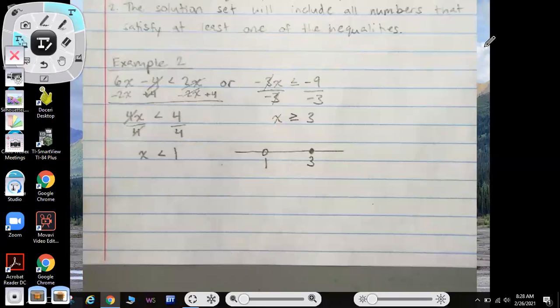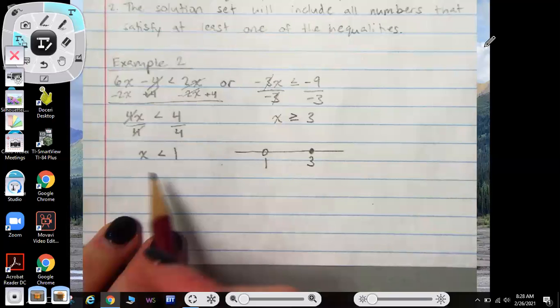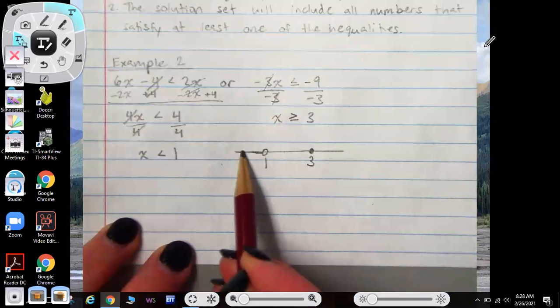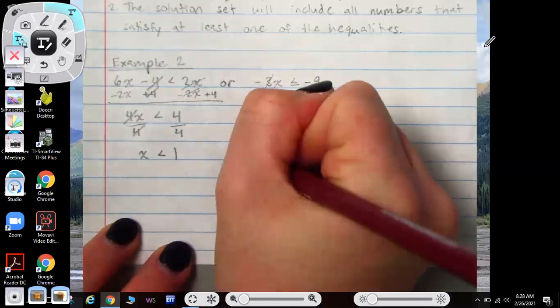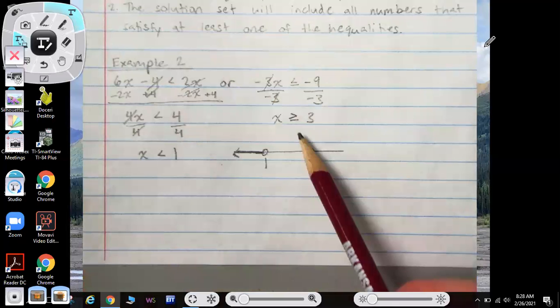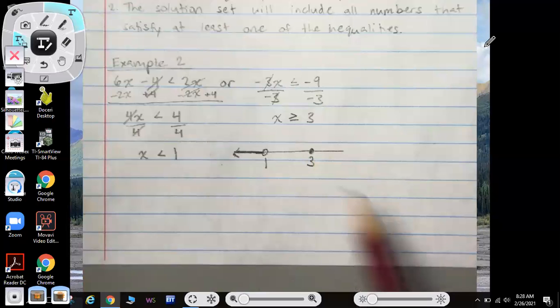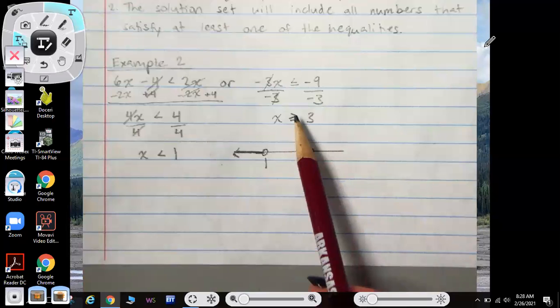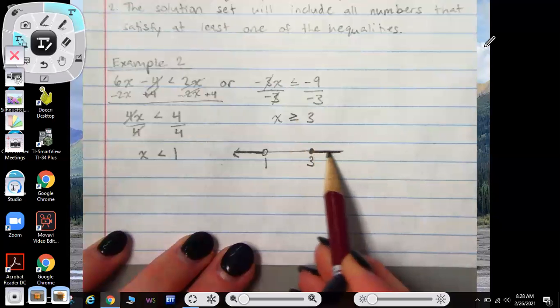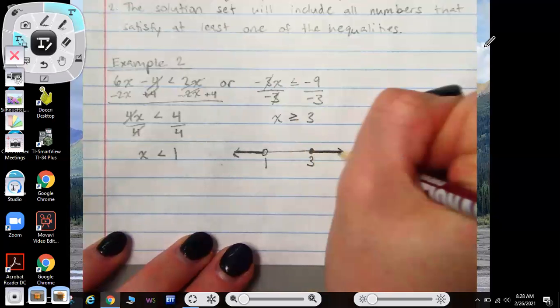Okay, then we're also going to have some shading. So x is less than 1. That means x could be these numbers that are less than 1, anything less than 1. So we're going to go all the way out to negative infinity. We draw our arrow to show that. And then x is greater than or equal to 3. We've shown that it could be equal to 3 with the closed circle, but x can also be greater than 3. So that's all the numbers to the right, these numbers that are greater than 3, all the way out to positive infinity.